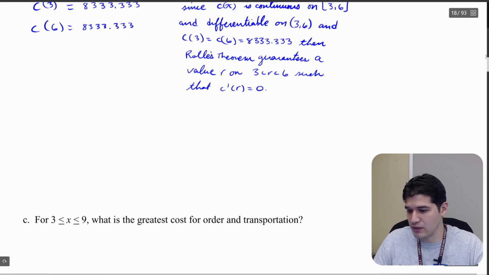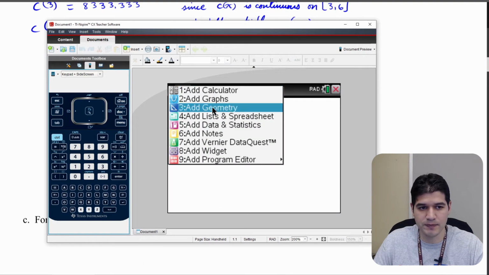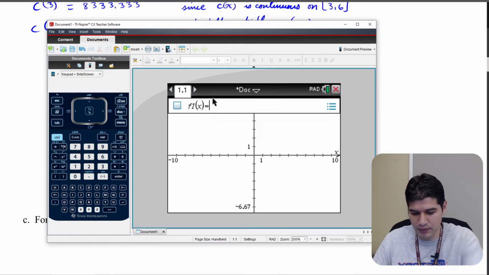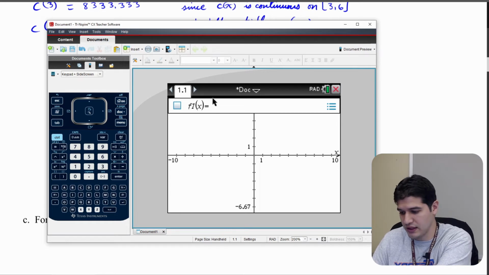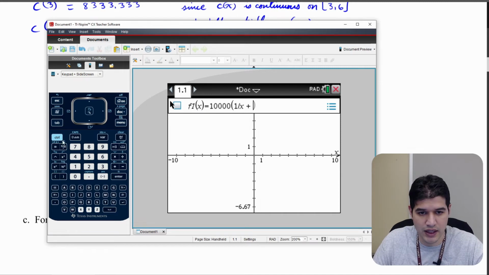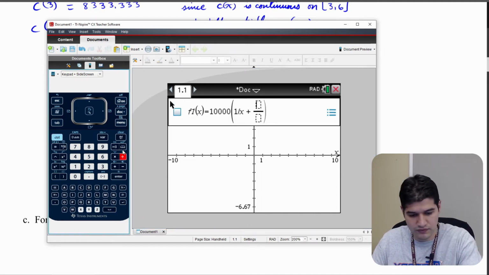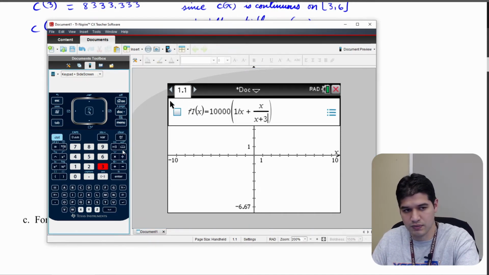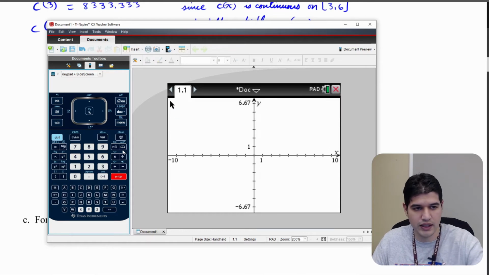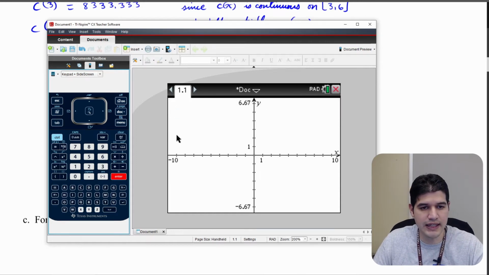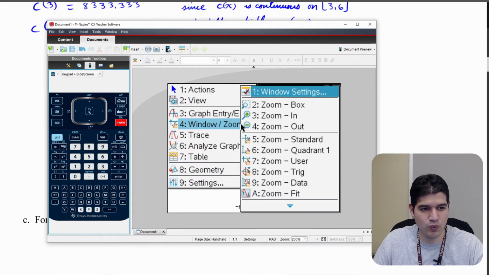So what I want to do is, let me grab my calculator here. I'm going to add a graph, and I'm going to put the original function in here. So that's going to be 10,000, and then I've got 1 over x plus, and then let me add in fraction x over x plus 3. And let's graph it. And let me fix up my window.